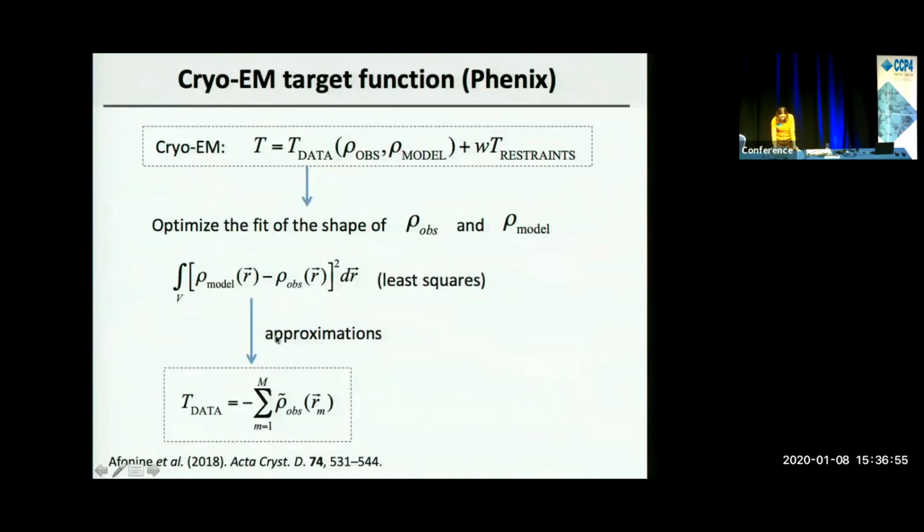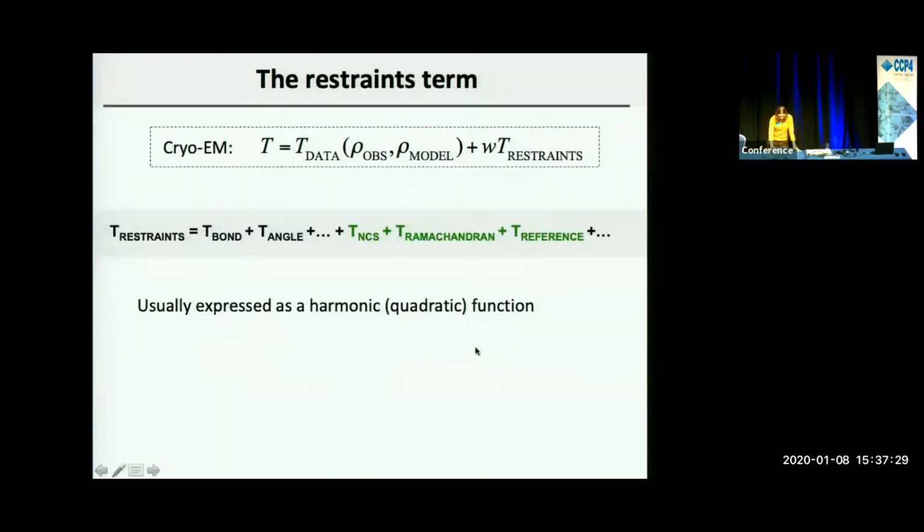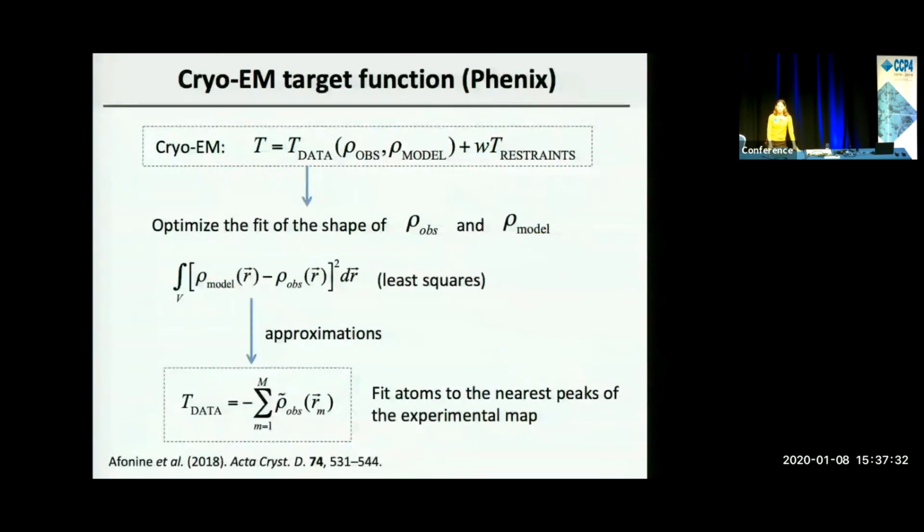So according to his approximations, we can simplify this least squares term from an integral to a sum over all atoms. And we have here the experimental density. So that means we will fit the atoms to the nearest peak in the experimental map. So if you compare this to our starting point, we wanted to optimize the shape of the densities, and now we will only fit the atoms to the peaks. So we have here a simplification, but in the regime of the resolutions we have in cryo-EM, this is sufficient.